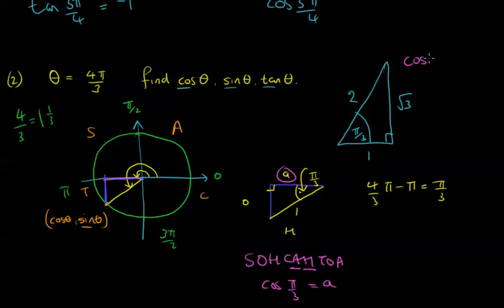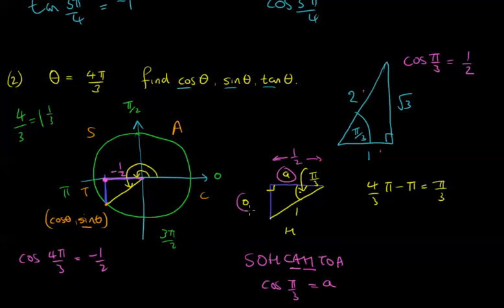Now, if we go back to our identities, cos pi over 3 was a half. It was the adjacent divided by the hypotenuse here. So this distance is going to be a half. But if you think about it in terms of the context of the problem, if we start at the origin, this distance is a half, but this particular point is going to be at minus a half. So that means that cos of 4 pi over 3 is going to be minus a half, alright? Because it's going to take us to here.